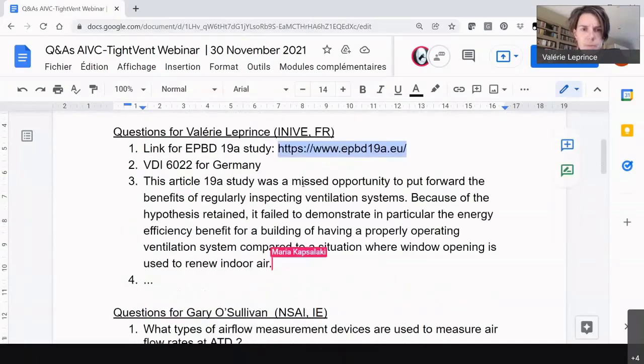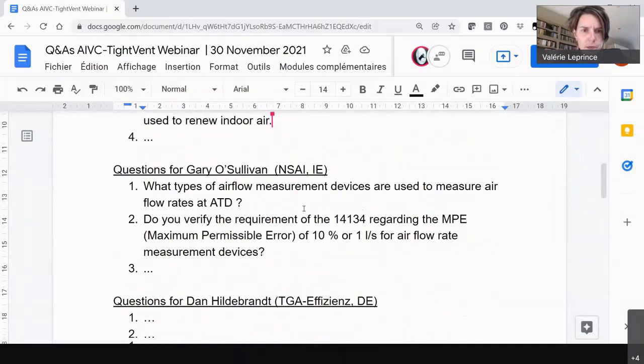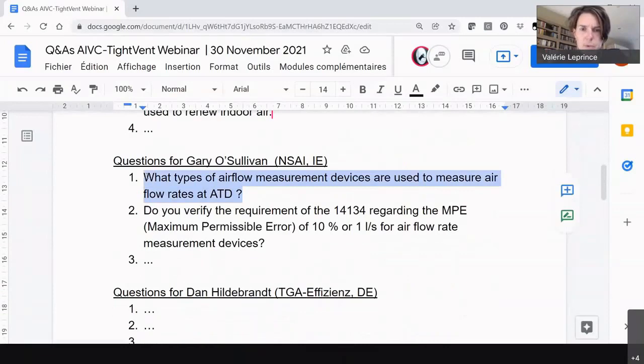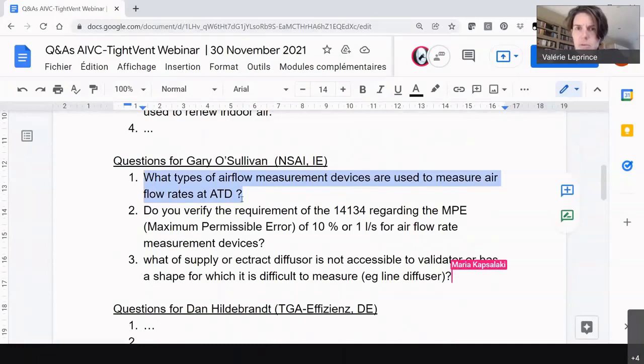So the first question we have for you is: what types of airflow measurement device are used to measure airflow rate at air terminal devices? So do you have limitations? No, we don't have limitations. There's both controlled and uncontrolled ventilation.